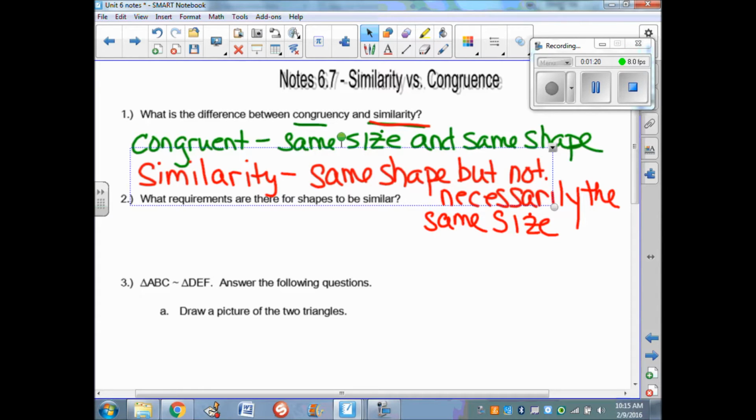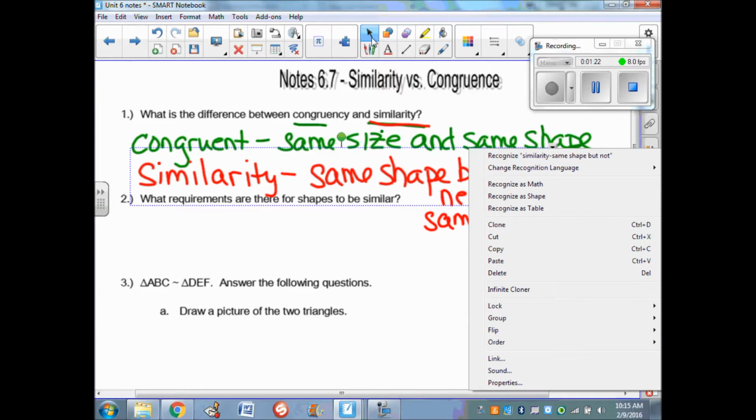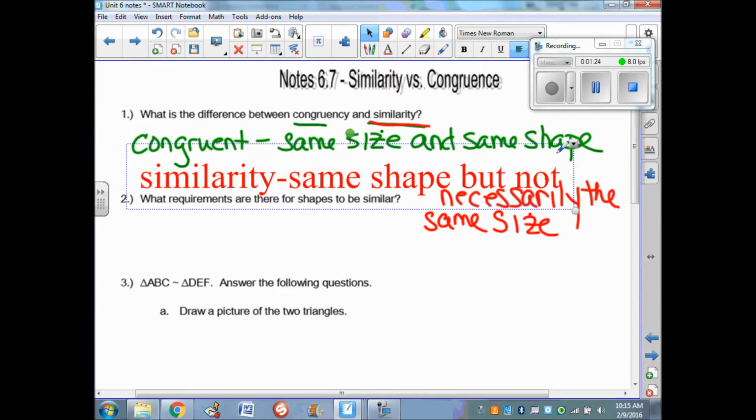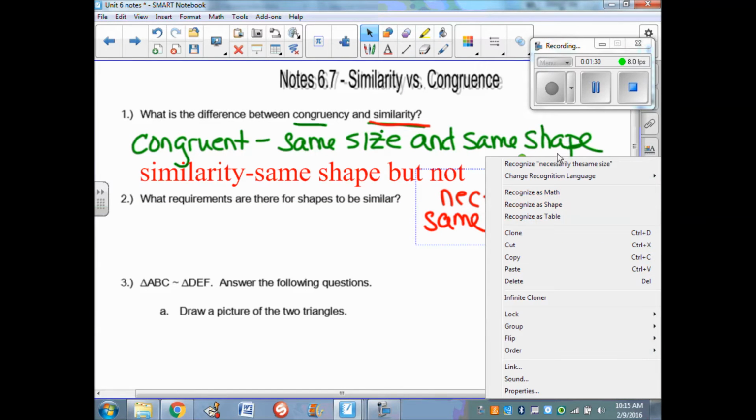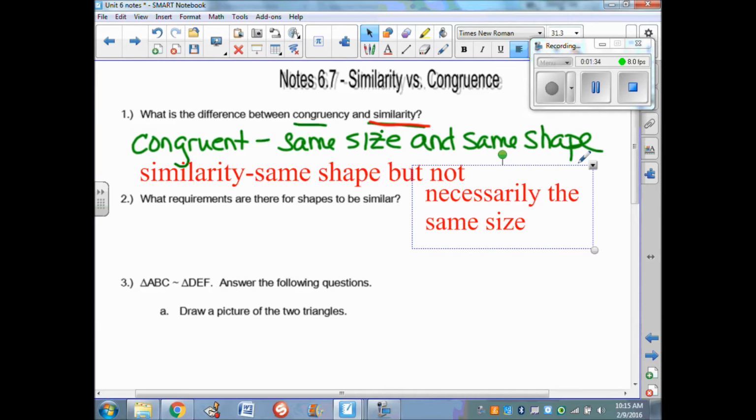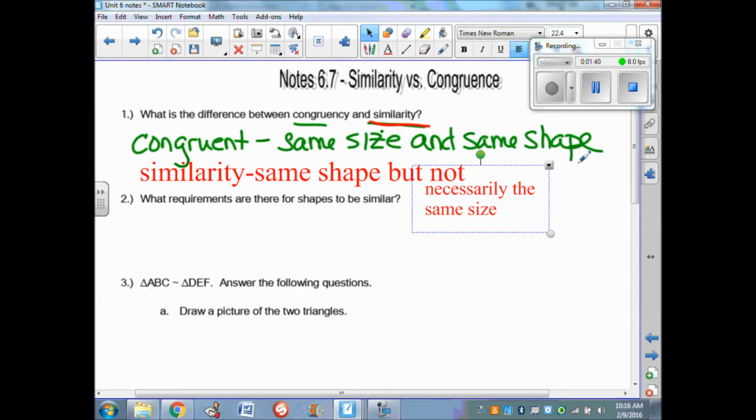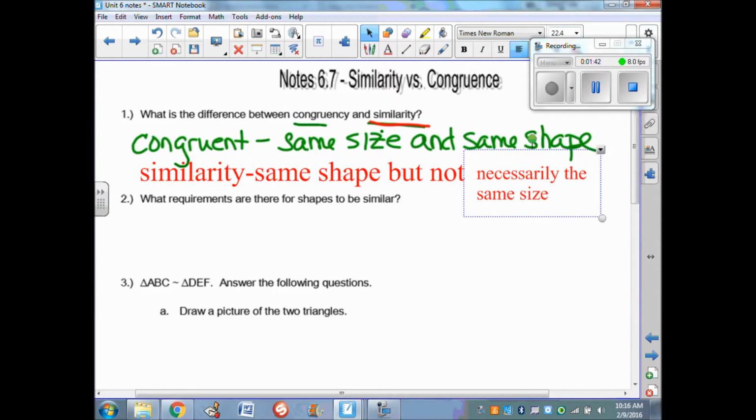Clean that up a little bit. See if it'll recognize. Yep. I like when it cleans things up. See if I can get it to clean that mess up a little bit. Not necessarily the same size. Okay. All right. Move it over. There we go. Okay. So let's deal with those two.